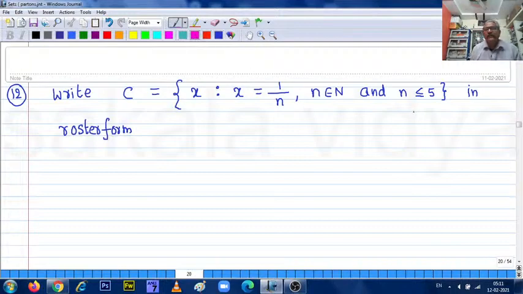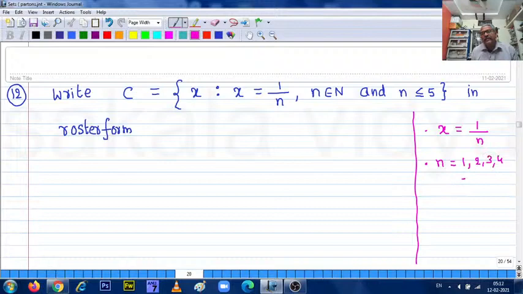Here, see, it is given by the general formula. What is the general formula? Here x will be in the form of 1 upon n, and n is a natural number. Second condition: n is equal to natural numbers, meaning 1, 2, 3, 4, and so on. But one condition is given: n less than or equal to 5. N less than or equal to 5 means n becomes obviously 1, 2, 3, 4 only.